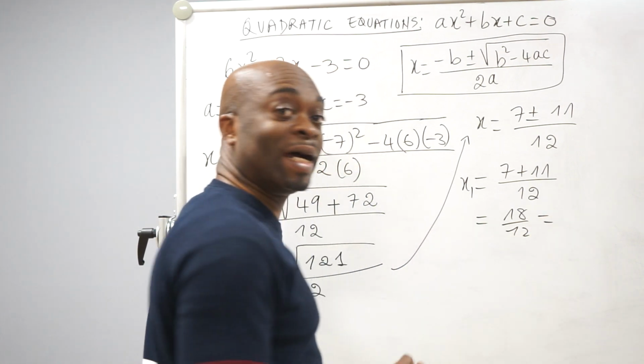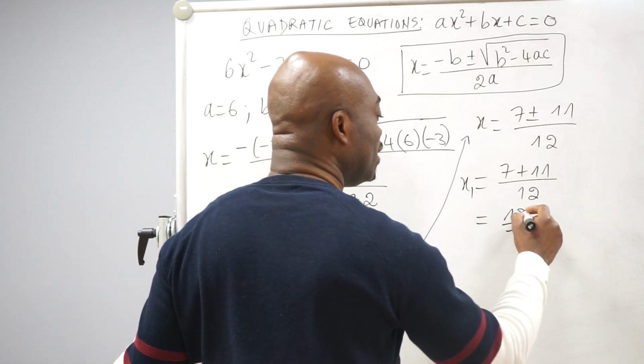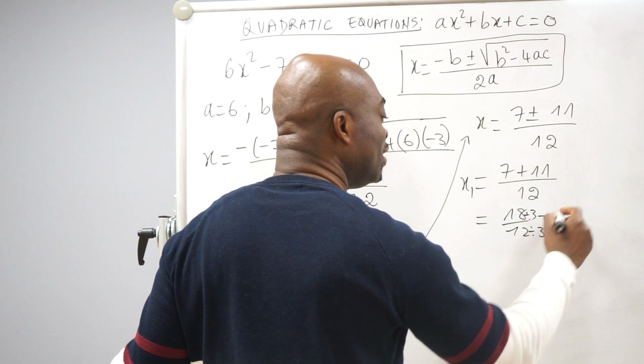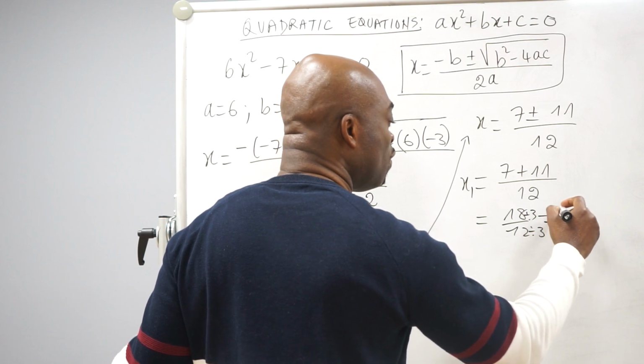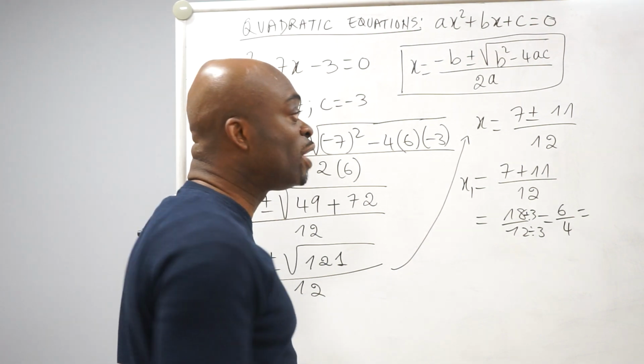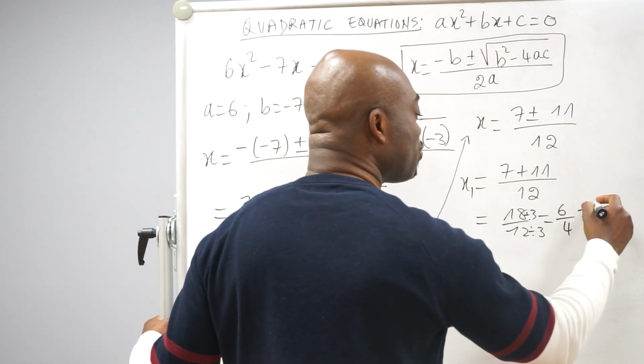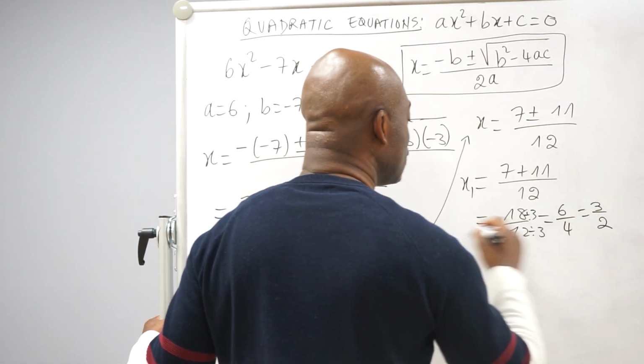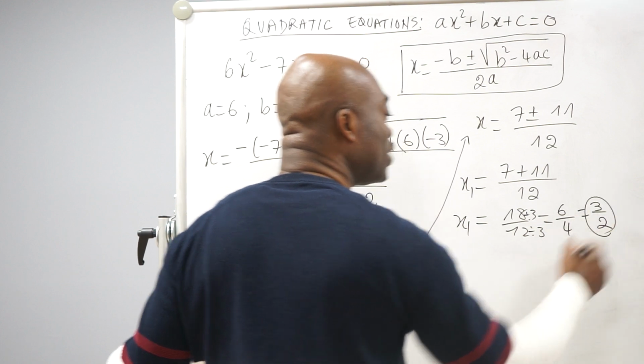And what is 18 over 12 equal to? We divide by 3 and 3. This one is 6 over 4. Then we can continue, divided by 2 and 2, so that will give us 3 over 2. So x1 is equal to 3 over 2.